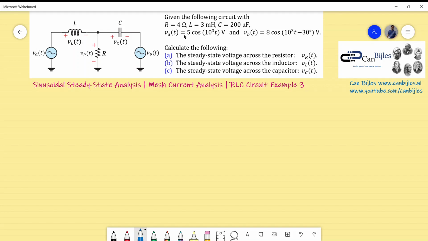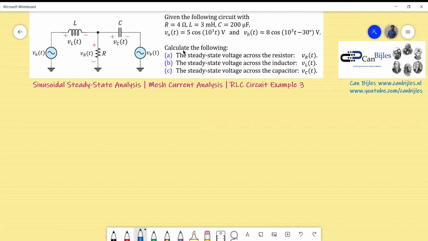As you can see, the voltage sources are shown in time domain, and for the voltage source VA and also for VB we have 1000 radians per second as the frequency. It is exactly the same. It is mandatory to carry out the calculations in steady state. If this were different, then we should use different methods like Fourier series. That is not the topic for this example, so we have exactly the same frequencies.